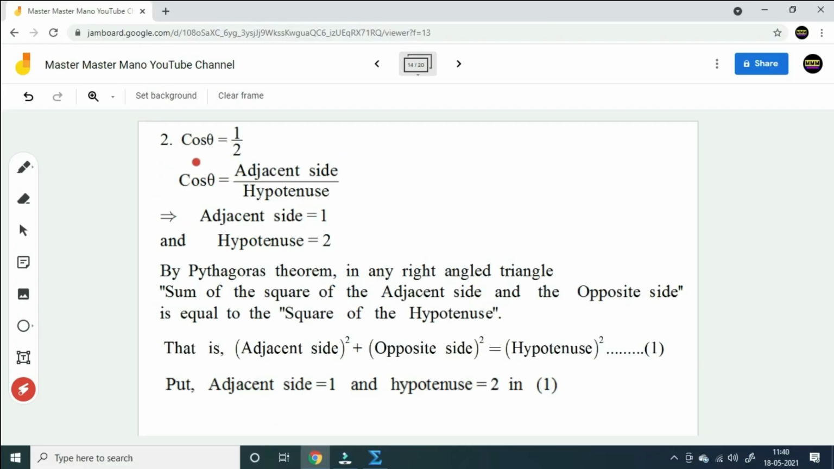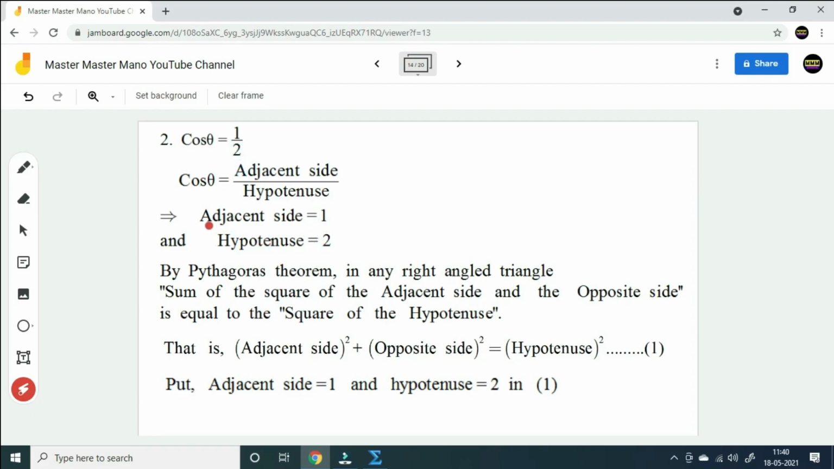Now we shall go to the second problem. Cos theta equal to 1 by 2. Cos theta equal to adjacent side by hypotenuse. This is the formula. In the numerator we have adjacent side and in the denominator hypotenuse. Therefore, for cos theta equal to 1 by 2, the numerator will be 1, that is, adjacent side is 1, and the denominator is hypotenuse and its value is 2.